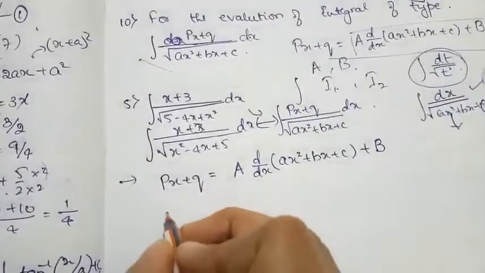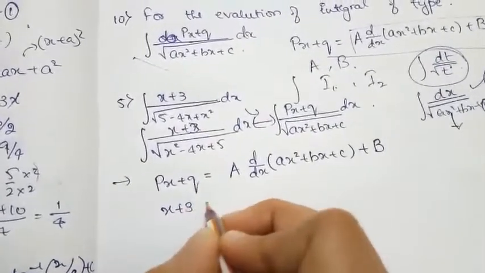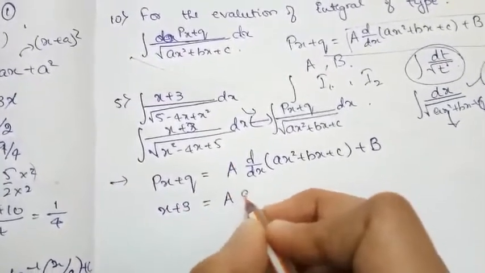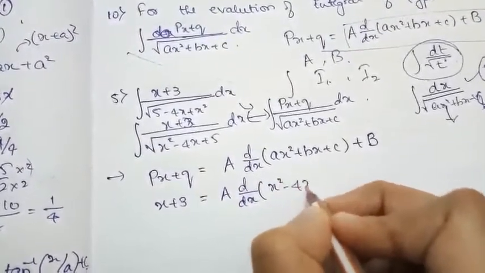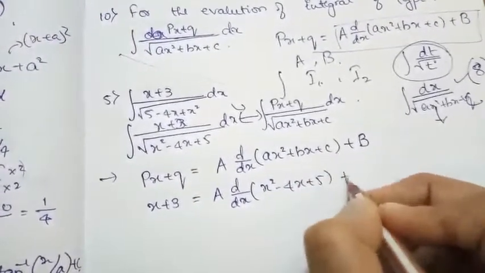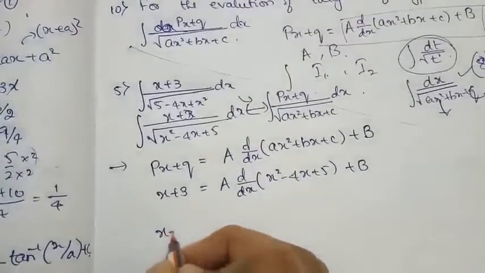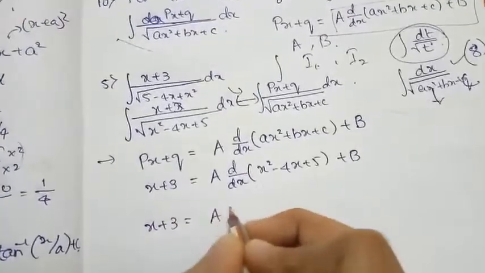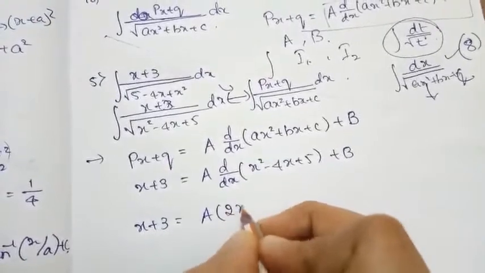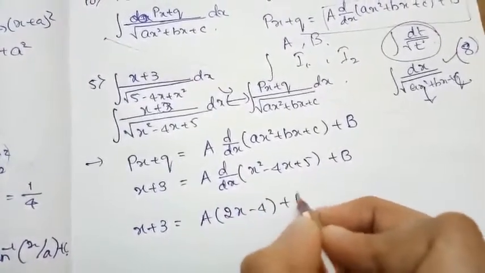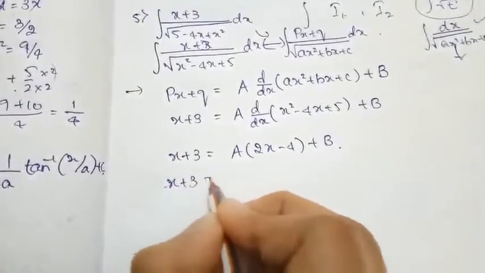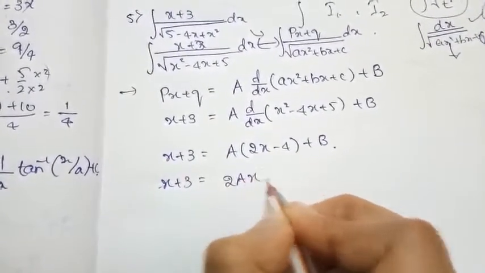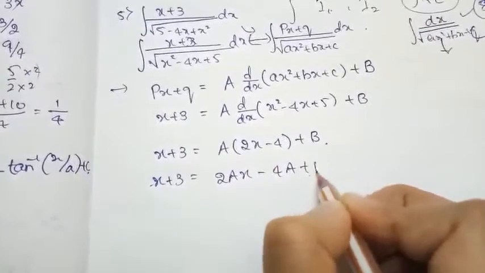What is this px plus q here? It is x plus 3 is equal to a times the derivative of which one? x square minus 4x plus 5, plus b. What is the derivative of this one? x plus 3 is equal to a times 2x minus 4, plus b. Now multiply this one, what we are going to get? 2ax minus 4a plus b.